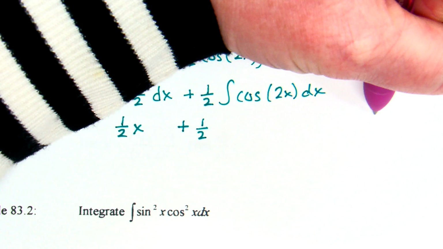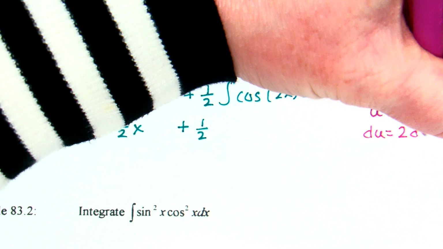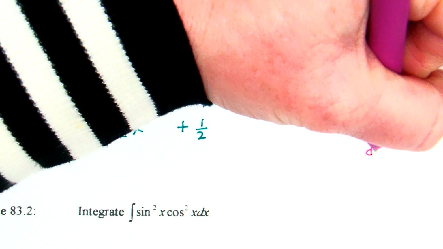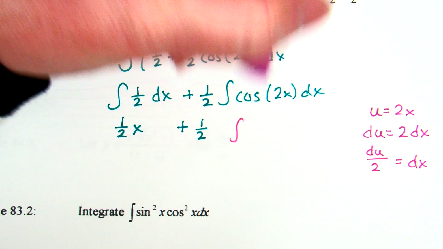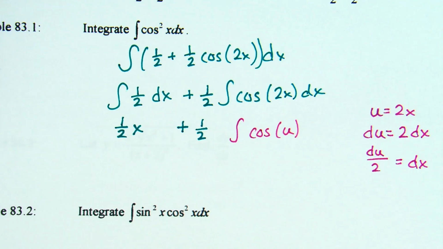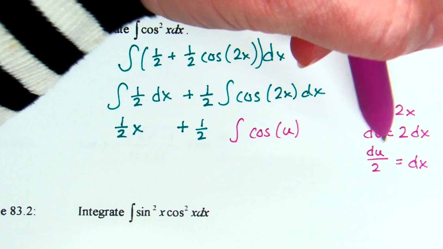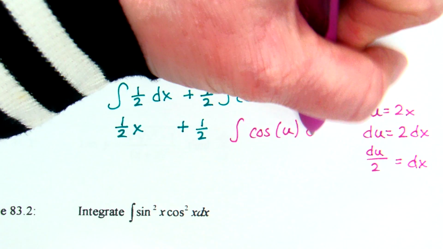okay, then what is du? If u is 2x, then du is 2dx. If I solve that for dx, you divide by 2, right? It's du divided by 2 equals dx. And so the idea here, when I write this out, the integral of cosine of 2x is rewritten as the integral of cosine of u. What is dx replaced with? Dx is replaced with du over 2, which is really just du and 1 half.